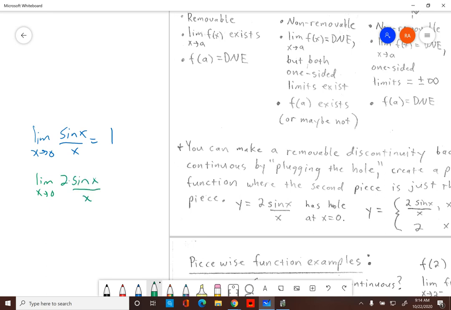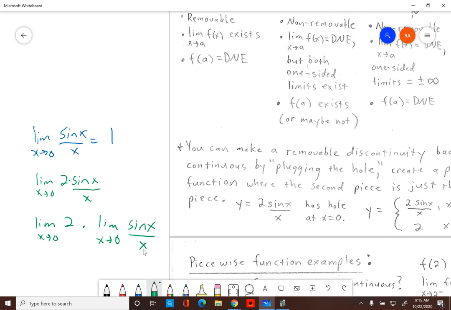Remember, these are two things multiplied together. It's like 2 times sine of x over x. So I can take the limit as x approaches 0 of the 2 function times the limit as x approaches 0 of sine of x over x. And again, there's not an x down here as well, because that would be x times x, which is x squared. It's just 2 times this divided by this, and I left all of that on the right side.